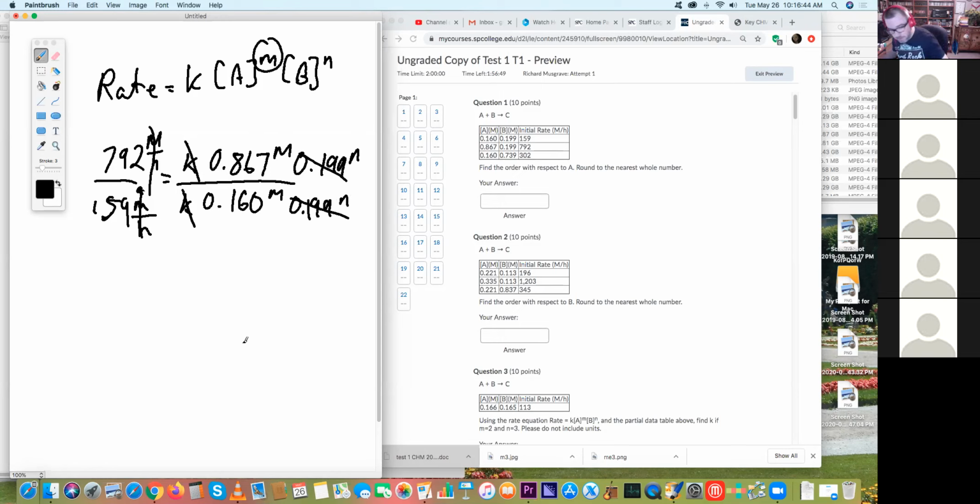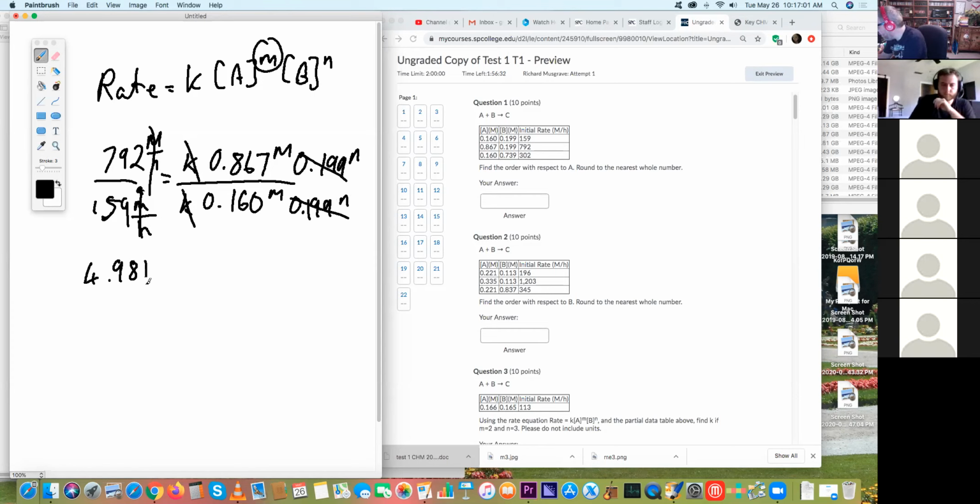I'll go ahead and do that. I don't have my calculator here. Does anybody have a calculator? They can tell me the result of that. Yeah, give me a sec. 792 divided by 159 is 4.981.